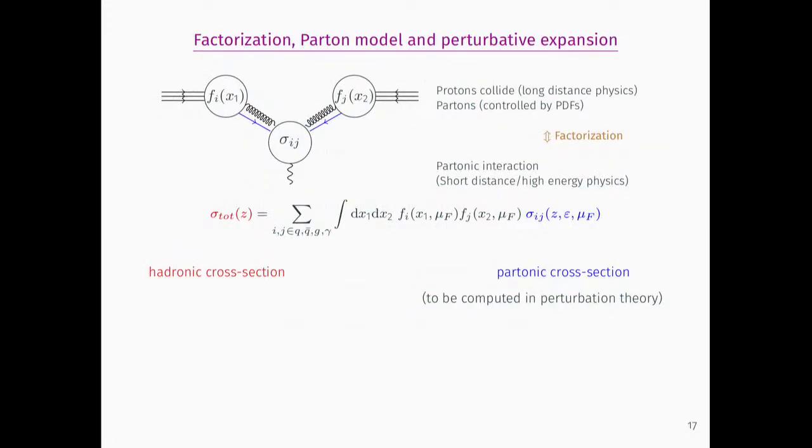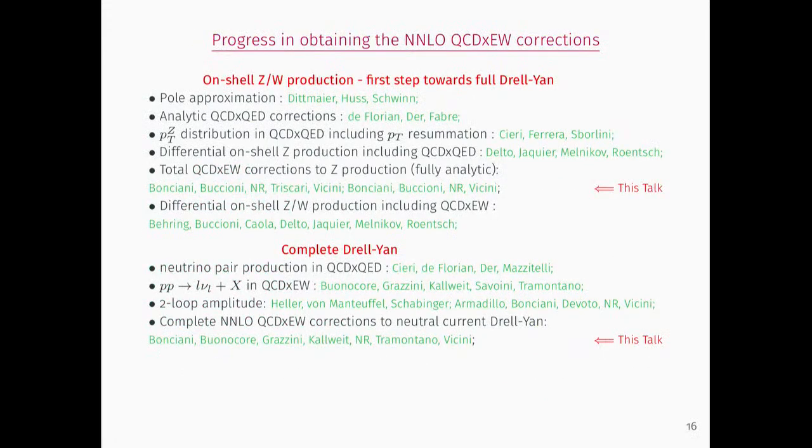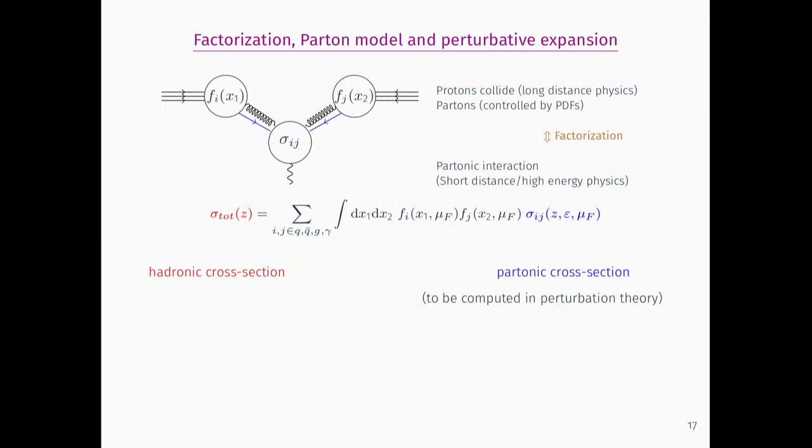So before I explain what this NLO QCD electroweak means, let's understand the parton model again. We have two protons colliding, and the PDF gives us the probability of getting a quark or a gluon out of this proton. Once we have a quark or gluon, then they interact, and that is the scattering amplitude that you compute to obtain some Z boson. That is the basic structure.